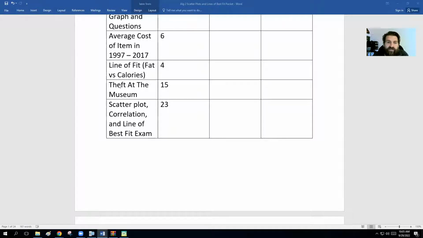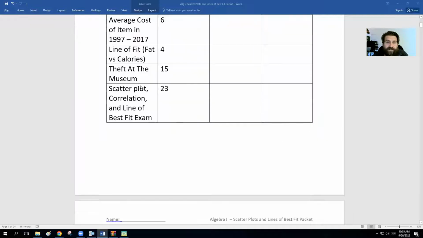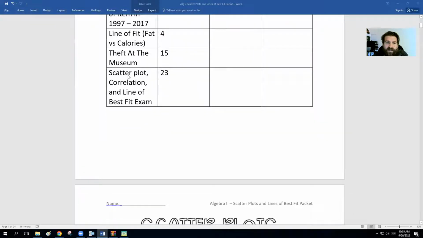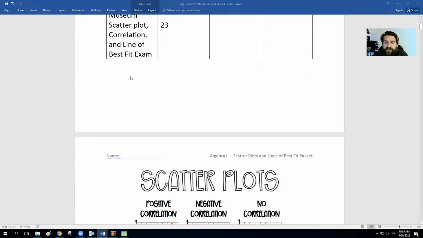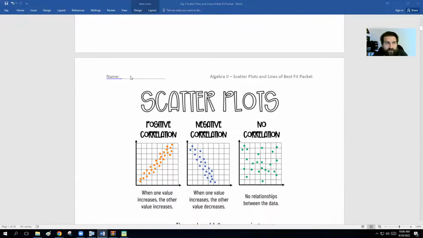And then the next couple assignments are fairly larger and they should take you a couple days to do. There is an assignment building off the lines of fit called The Thief at the Museum. I'll go through and read that with you guys later on in this video to kind of explain what you guys will be doing in that project. And then there is a scatter plot correlation and lines of best fit exam. Since this is kind of wrapping up one big section we're working on together, this is almost like an open note partner take home test that you guys can have and work on as you complete this packet here.